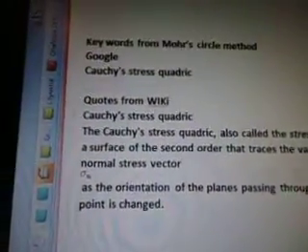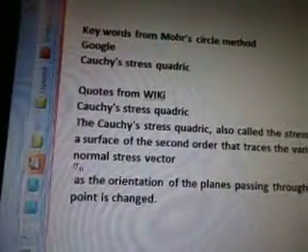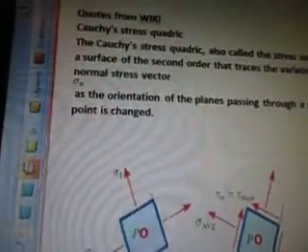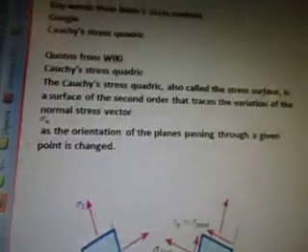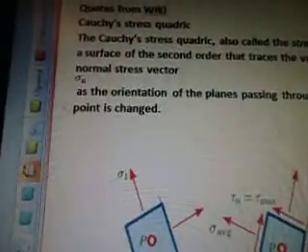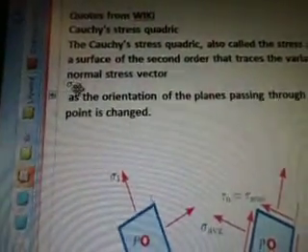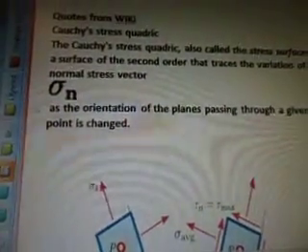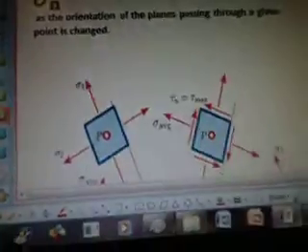So keywords from Mohr circle method, Google Cauchy stress quadric. So quotes from Wiki, Cauchy stress quadric. The Cauchy stress quadric, also called the stress surface, is a surface of the second order that traces the variation of the normal stress vector σn, this little guy here, as the orientation of the planes passing through a given point is changed.